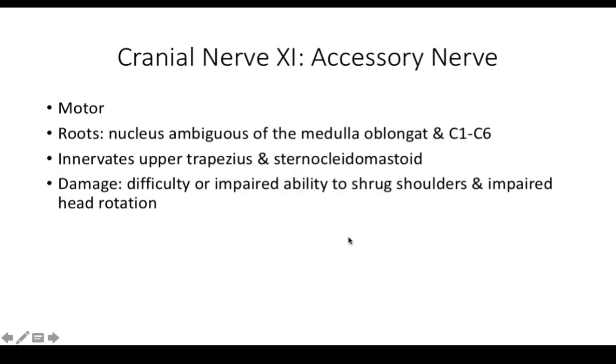So yeah. Cranial nerve number 11, the accessory nerve. This is a motor nerve that has both roots in the medulla oblongata and C1 through C6. So there's some spinal cord rootage here. This basically innervates muscles of the upper trapezius and the sternocleidomastoid muscle.